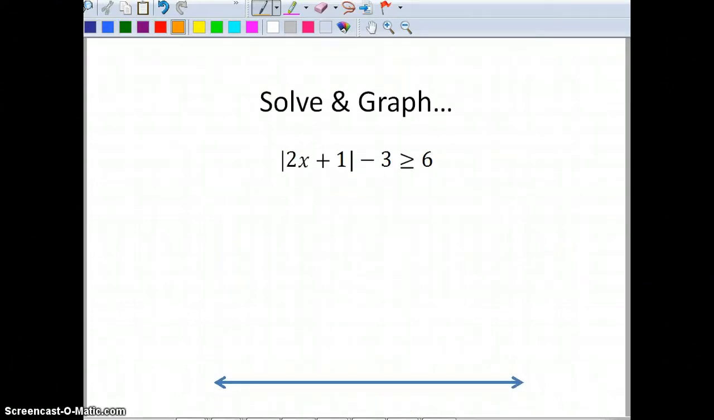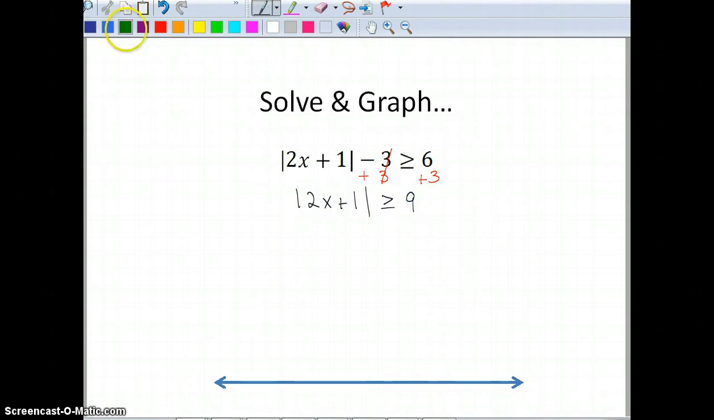Okay, last one. So what do I have to do different for this one? That's right, I can't just solve this one because my absolute value bars aren't over here by themselves. So the first thing I have to do is rewrite it. I need to add 3 to both sides before I can get started with any of this. So then I have the absolute value of 2x plus 1 is greater than or equal to 9.